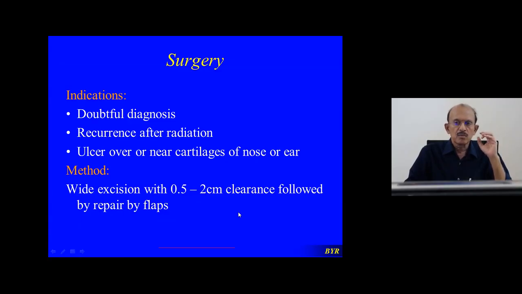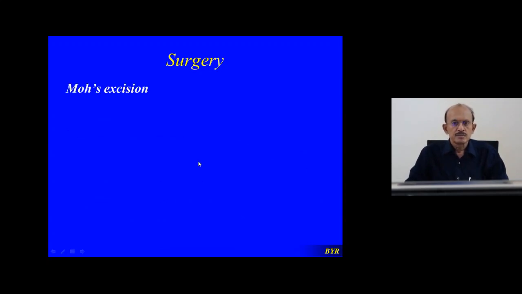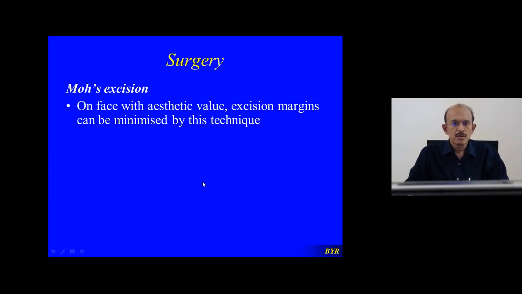In some large lesions where both cavities are involved, you have to go for complicated flap repairs by either pectoralis major myocutaneous flap or other flaps. Mohs excision. What is this Mohs excision? On the face, with aesthetic value, excision margins can be minimized by this technique.